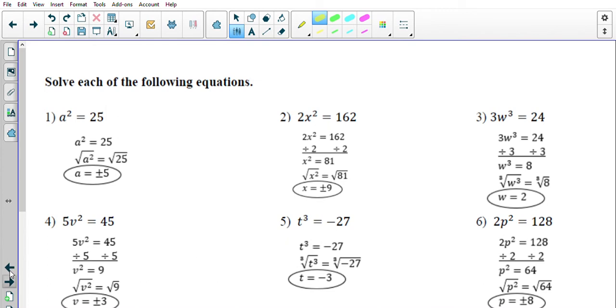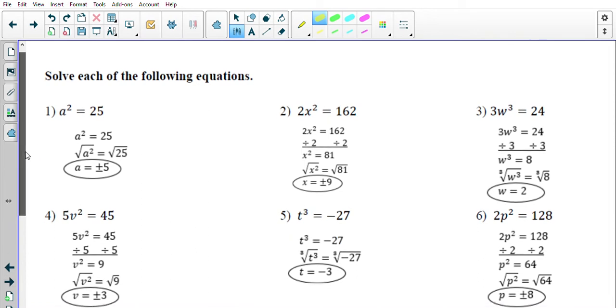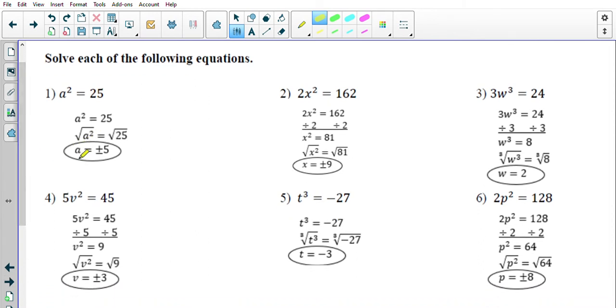But number 1, we have a to the second power equals 25. So I'm going to take the square root of both sides. Square root of a squared is a. Square root of 25 is 5. Again, notice how I put the plus or minus symbol in front of it because there's two solutions to this equation, 5 and negative 5. 5 to the second power gets us 25. So does negative 5 to the second power.